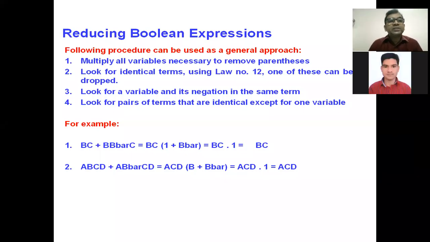How this Boolean, basically what are the rules of reducing Boolean expressions. So the following procedure can be used as a general approach. First, multiply all variables necessary to remove parentheses. Second, look for identical terms using law number 12, which was A plus A equal to A. One of these can be dropped.